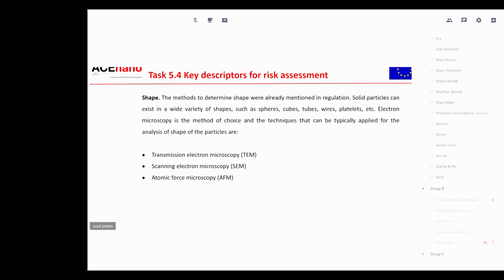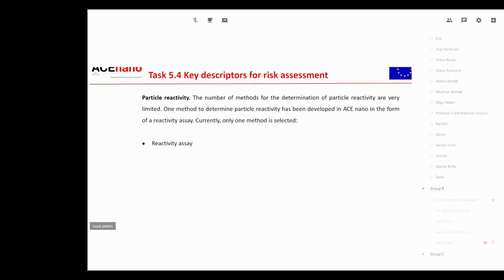The next key descriptor for the risk assessment is particle reactivity, and that is a little bit more difficult one because there are not many methods to determine particle reactivity. Luckily, one method has been developed in the ACEnano project, which is a reactivity assay, which can be used to get an idea of the reactivity of the materials. In the assay, reactive materials catalyze the reduction of methylene blue, and this catalytic reactivity is measured as a change in the methylene blue absorbance. And so currently, this is the only method here which is selected for particle reactivity.